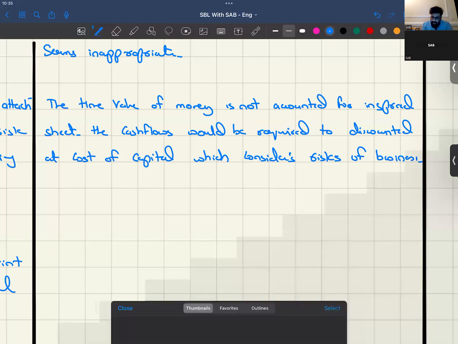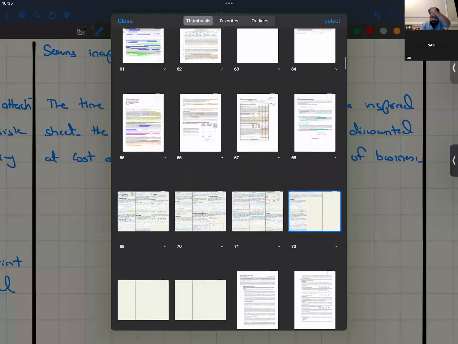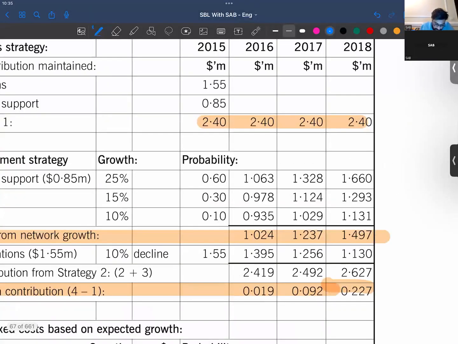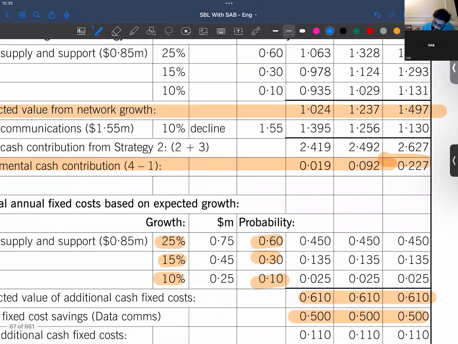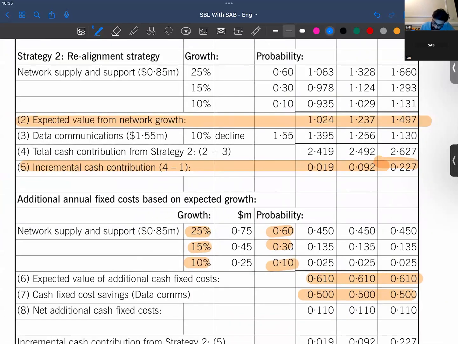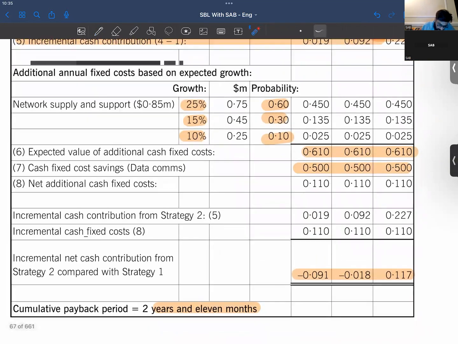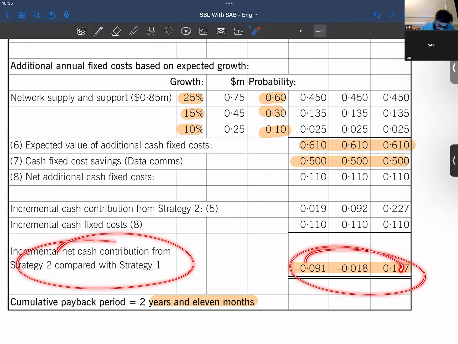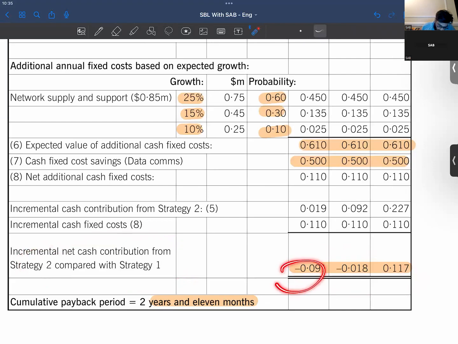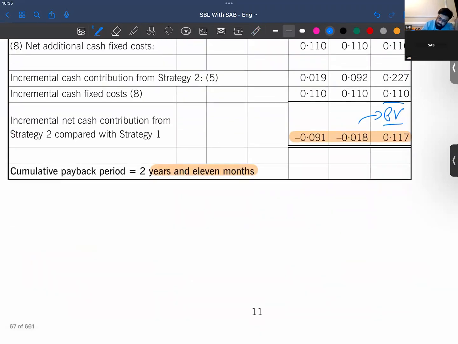Now, any examiner likes it when you correct them, right? The examiner really loves it. So see, they have given you the incremental net cash contribution, right? So now what you need to do is just convert that into present value, right? The examiner loves it when you identify a mistake.